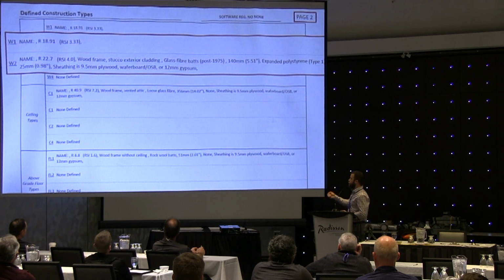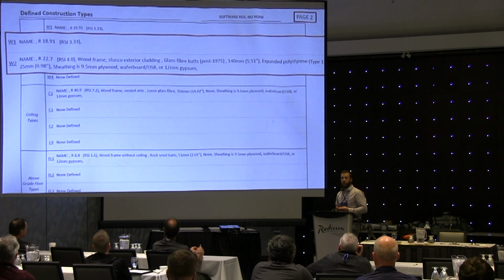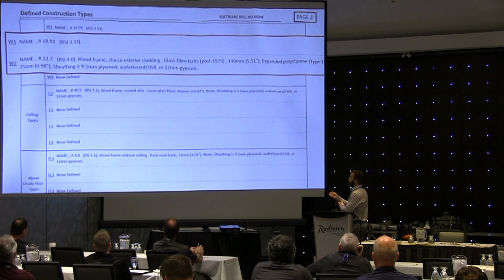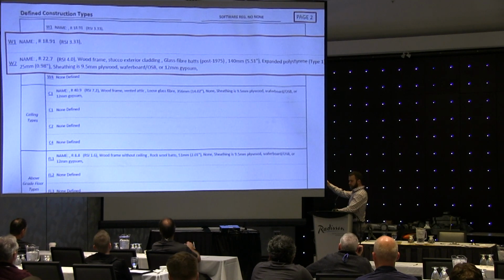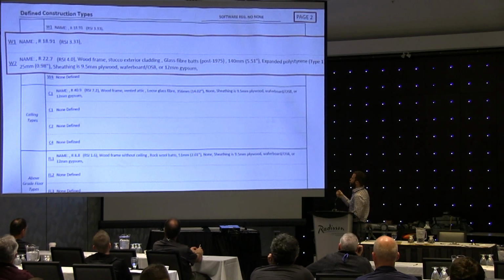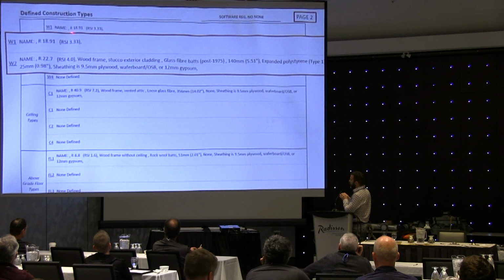Page 2 is just one long table of all the different construction types in the building. So your wall types, how I defined those. Look up here. I defined wall 1, and I just gave wall 1 an R value of 18.91. That's all I said about my wall type 1. So that's one of the walls in my building. Wall type 2 is wood frame, stucco cladding, glass fiber batts, etc.